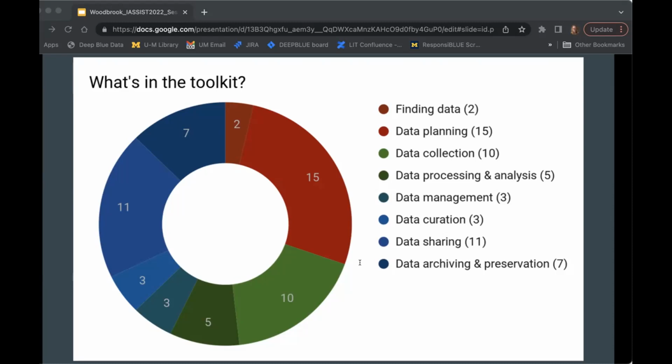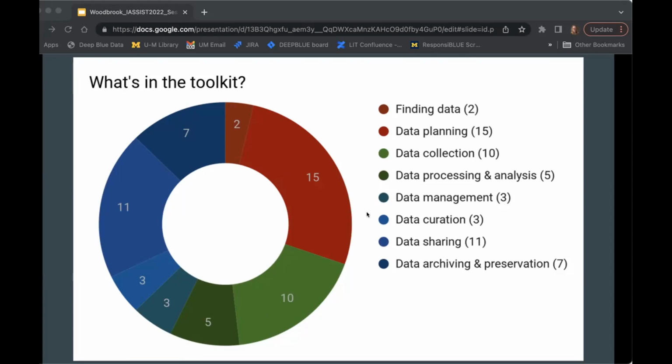Although we were able to find the 2 stages that researchers most often indicated they thought were important but didn't feel comfortable with: data sharing and data archiving and preservation. And there was pretty good coverage for those.